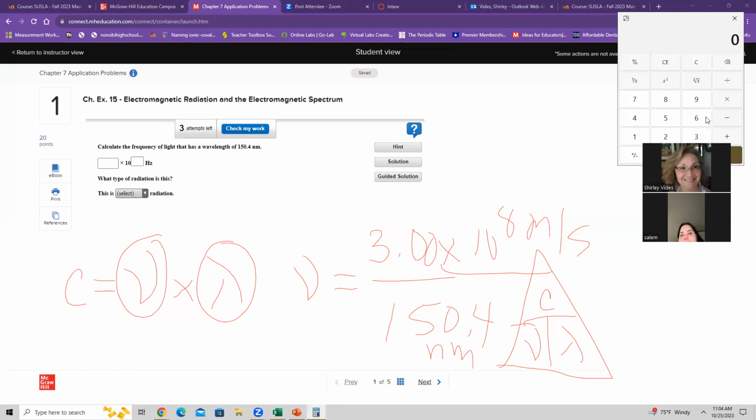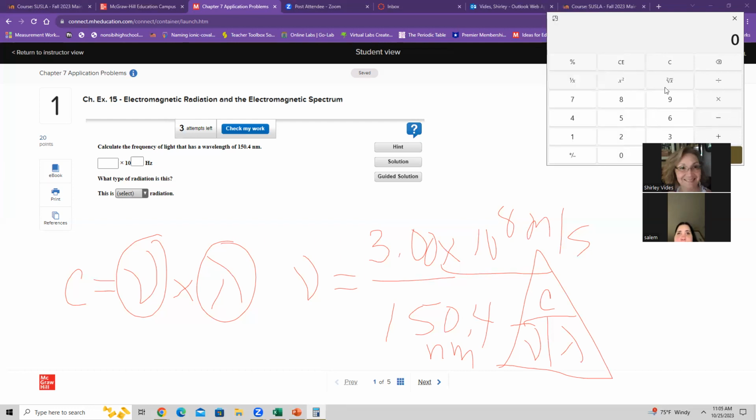Goodness. I was trying to see if I could get the EE, but it's not going to work. So 3.00 by 150.4. Okay, that gives me this number. What? 0? Clear. What? I'm just going to put 3 divided by 150.4 equals. There it is.